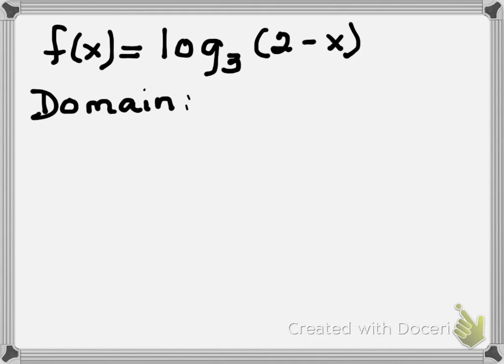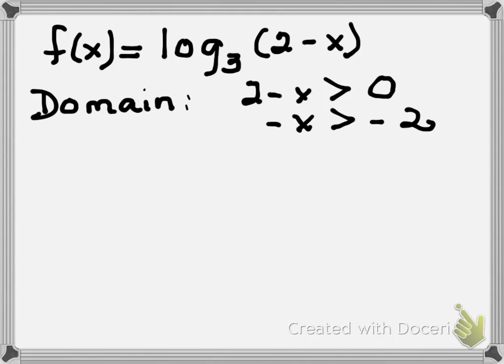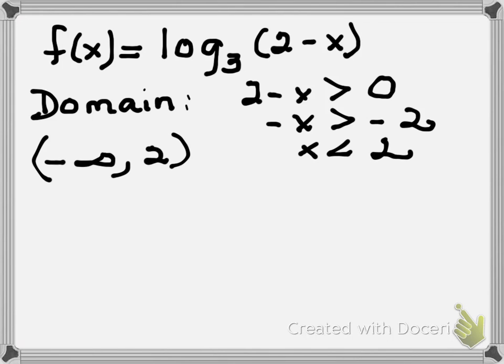Okay, so when we look at log base 3 of 2 minus x, we have to keep 2 minus x greater than 0. So we have negative x is greater than negative 2, so x is less than 2. So we're keeping here the domain because we're keeping our log argument greater than 0. Then we can put in from negative infinity to 2 as the domain.